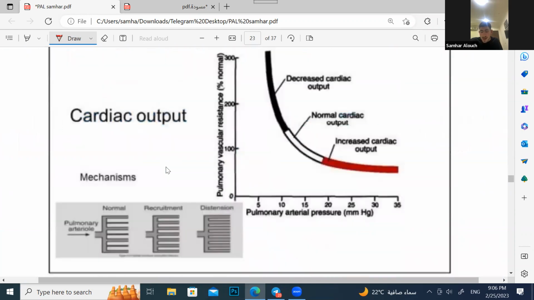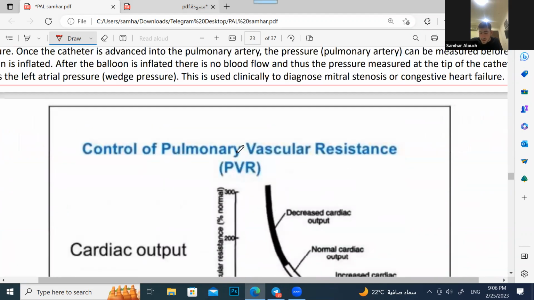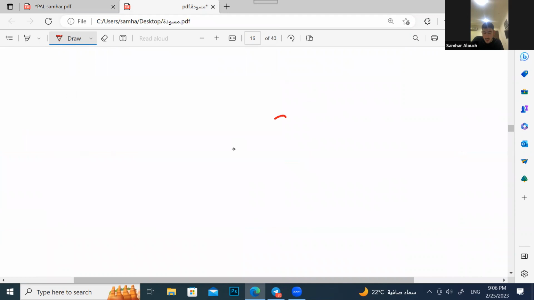Okay. And now the cardiac output. In systemic circulation, if I increase cardiac output, I'm increasing the pressure, I'm increasing the resistance. That's in systemic circulation. But things are much different in the pulmonary circulation. Why? If I increase cardiac output, we took it in the first lecture, now I am sending more blood to the lung.